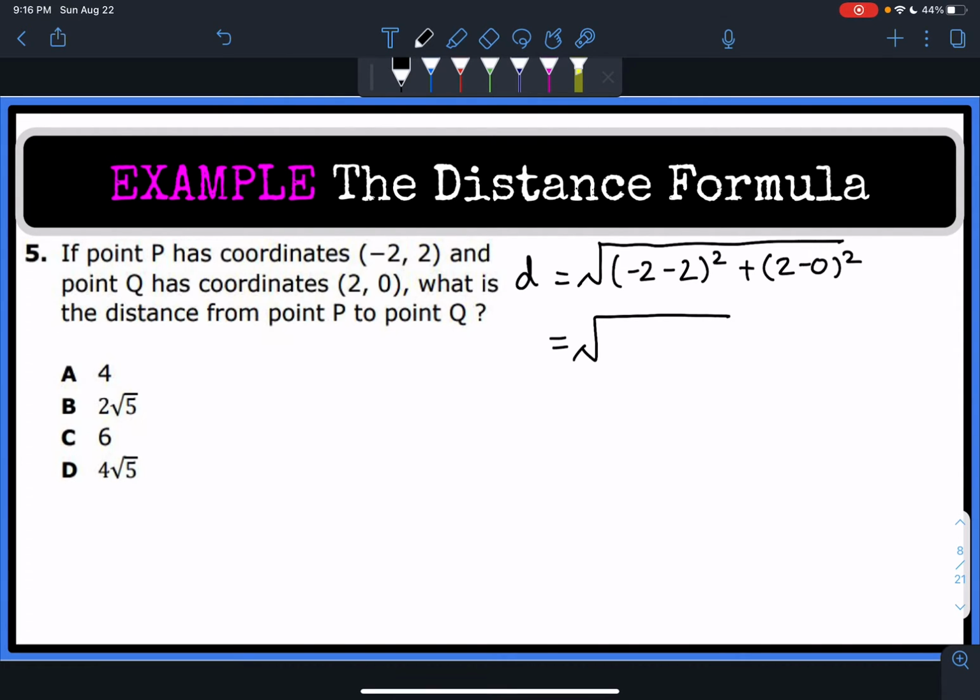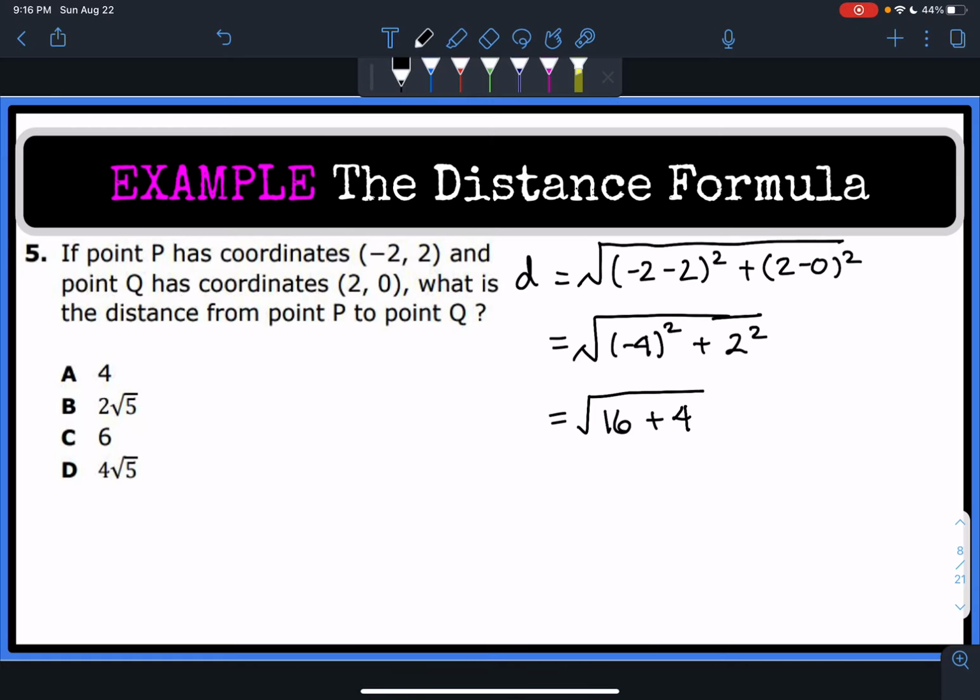Well, negative 2 minus 2, that's equal to negative 4, so negative 4 gets raised to the second power, and 2 minus 0 is equal to 2, so 2 gets raised to the second power. Negative 4 to the second power, that's equal to positive 16. And 2 to the second power is equal to 4.